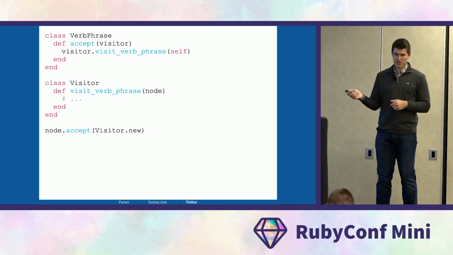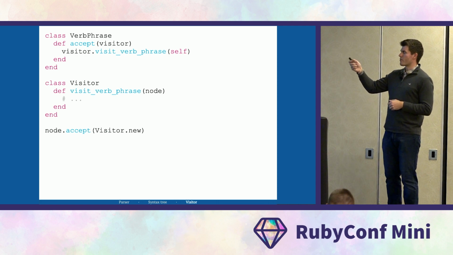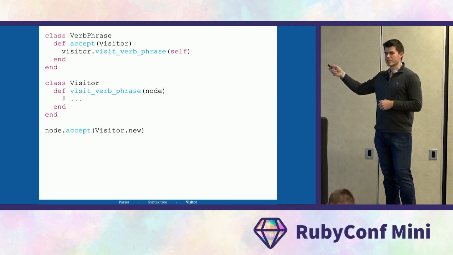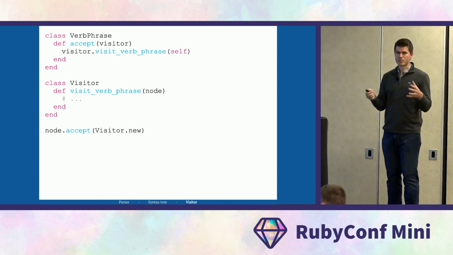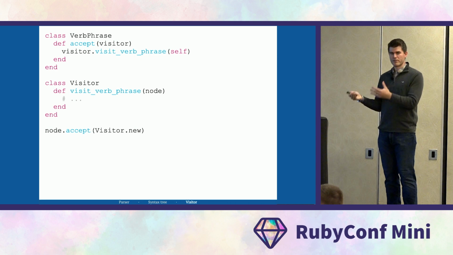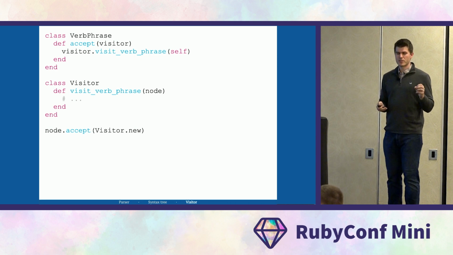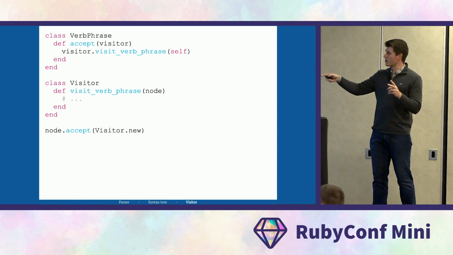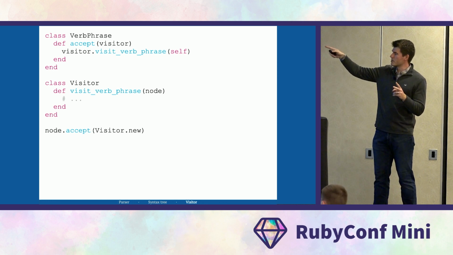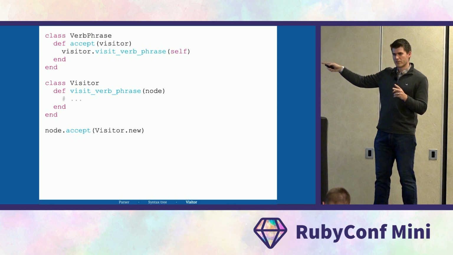And we're going to add a visitor class. The visitor class is going to have a visit verb phrase method that is going to accept a node. And if you go to the bottom here at the main line, we assume we have parsed a verb phrase. We call accept on it with the visitor. This is called the double dispatch visitor pattern because two methods are being called. The accept method gets called. It goes up to the verb phrase. The verb phrase then calls visit verb phrase with self as the argument, which goes back into the visitor.